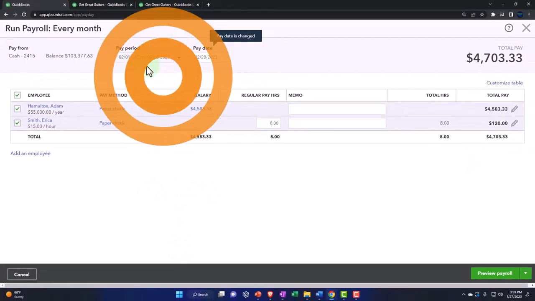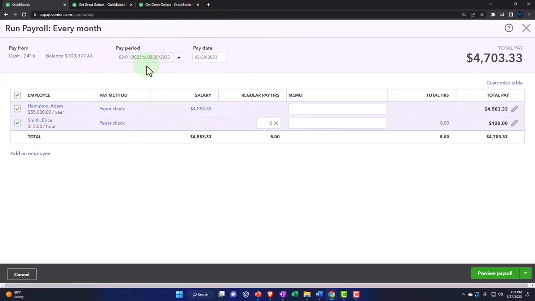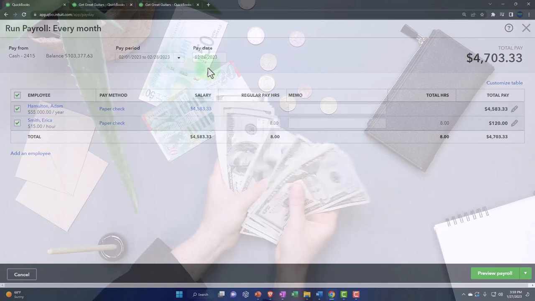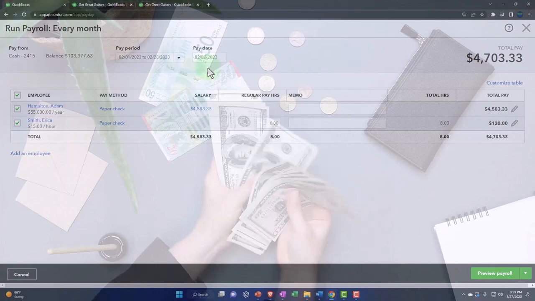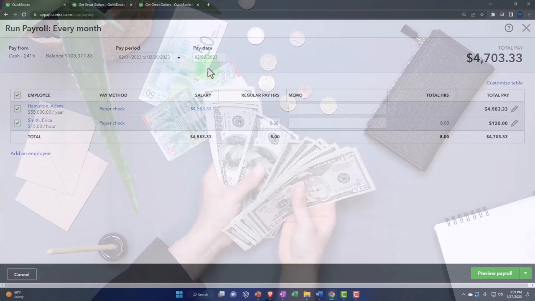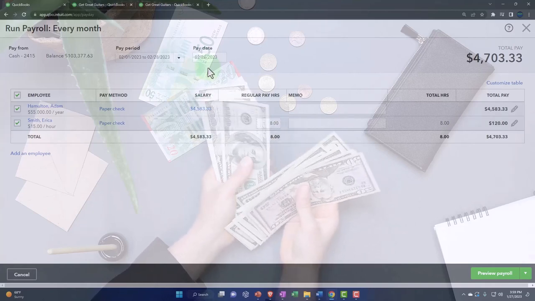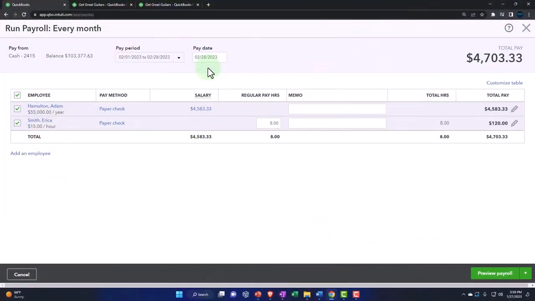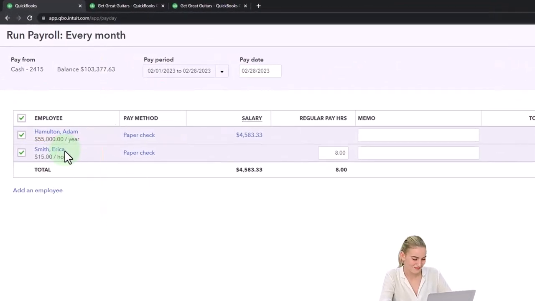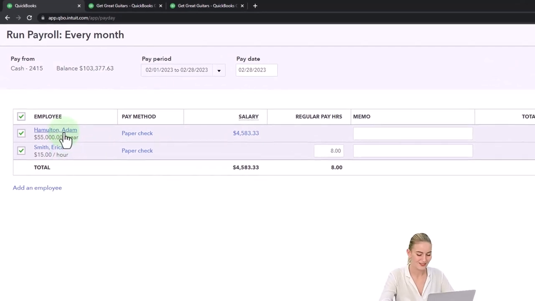There's the pay range, the period, because we have a monthly period, so it's the full month. The pay date happens to be the same day as the end of the period, which may not always be the case. You might have a pay date that's a little bit after the end of the period, so you have a little bit of time to process the payroll after the pay period. But we're going to keep the same date here to keep it in that second month that we're working on. And then if everything was laid out properly, you might be able to just process from here. But we need to go in and make some adjustments because of the practice problem.